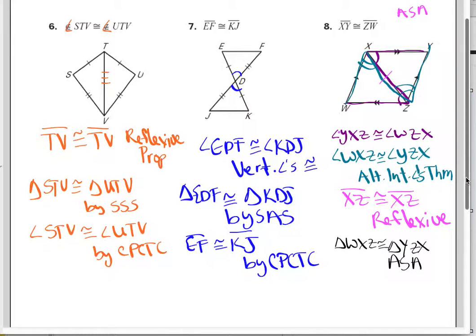And then I'm able to finish it off with the last statement, XY congruent to ZW by CPCTC. So that's kind of a long one for a proof here, and then the only thing that would be before that would be the parallel lines that were given to us. So kind of like a proof, but not quite.